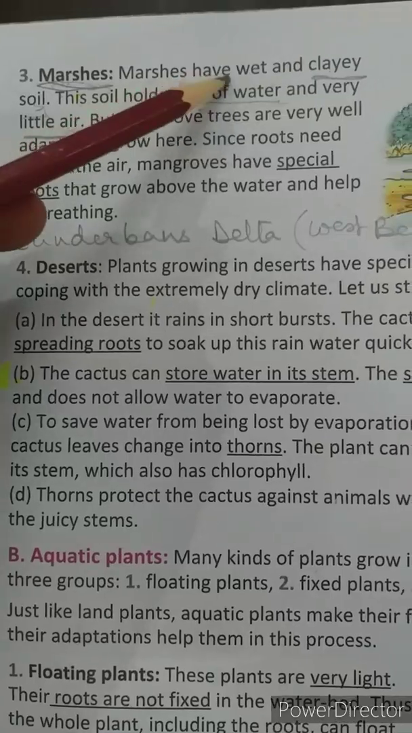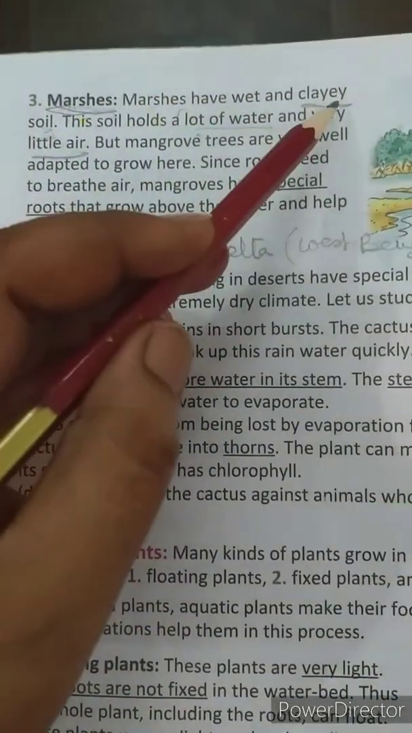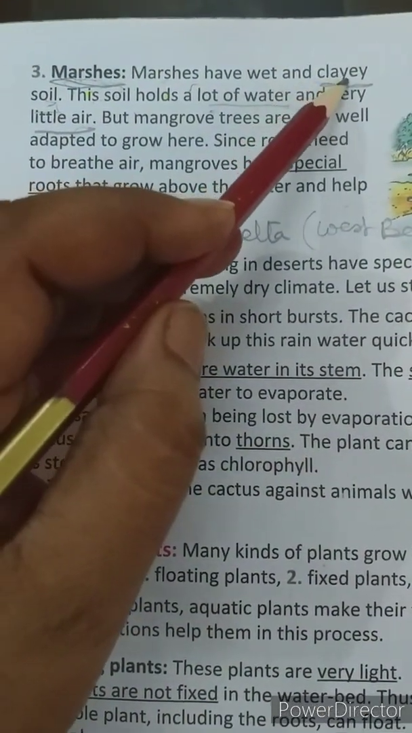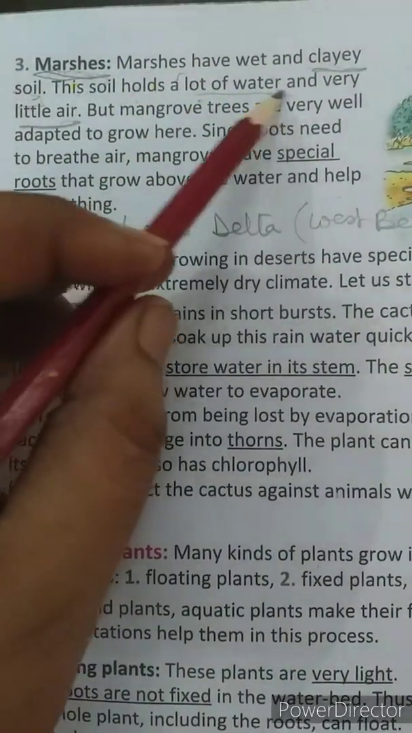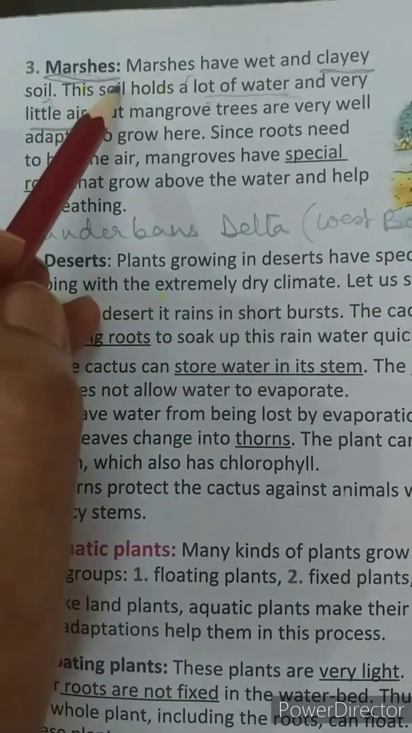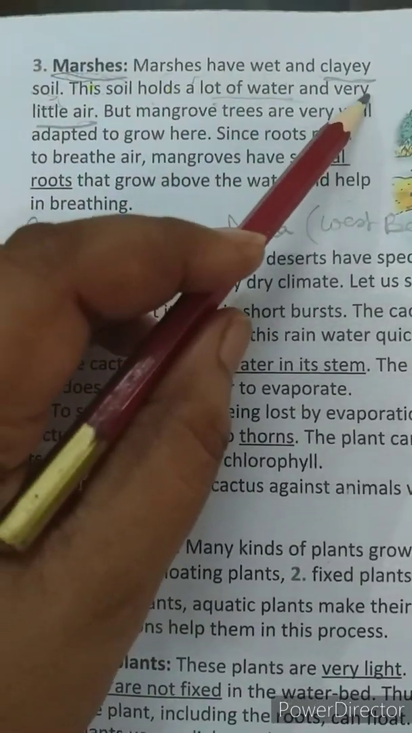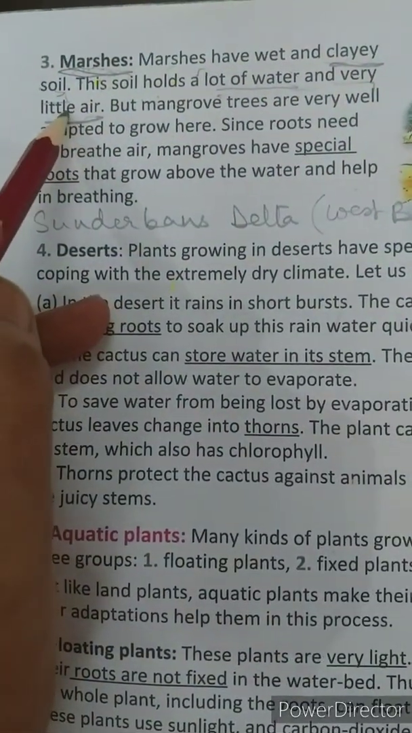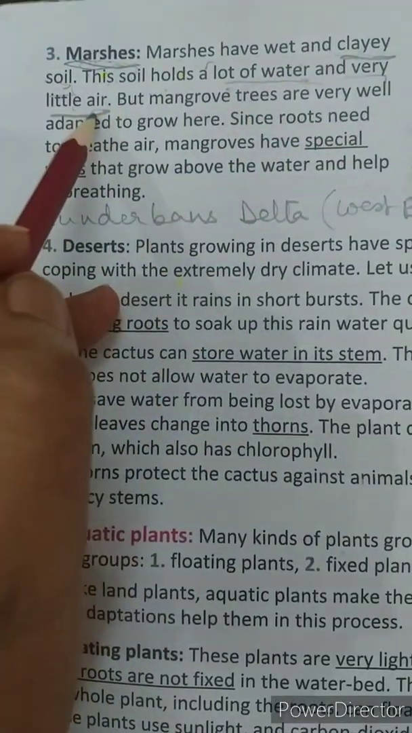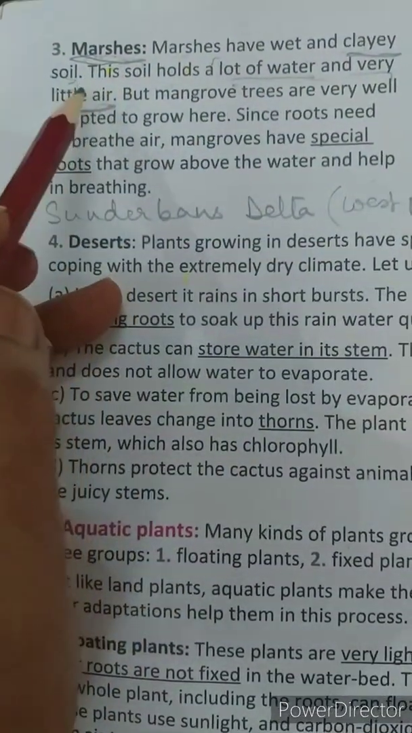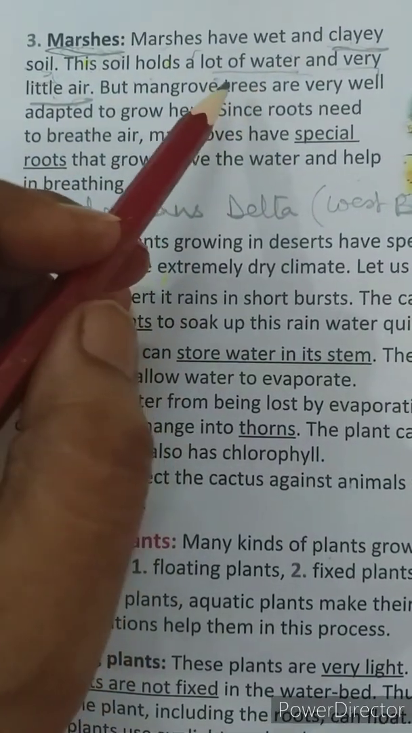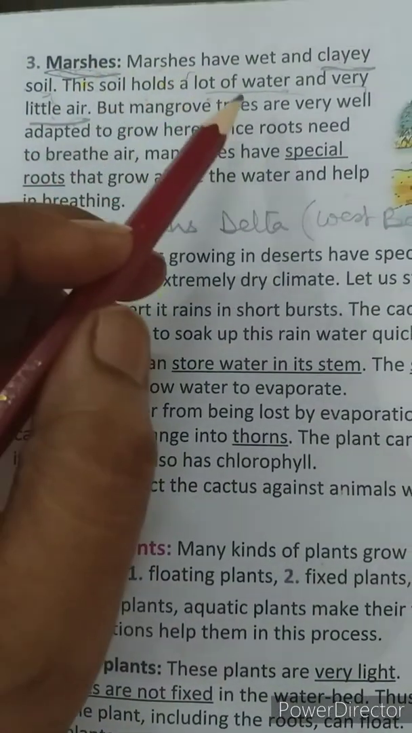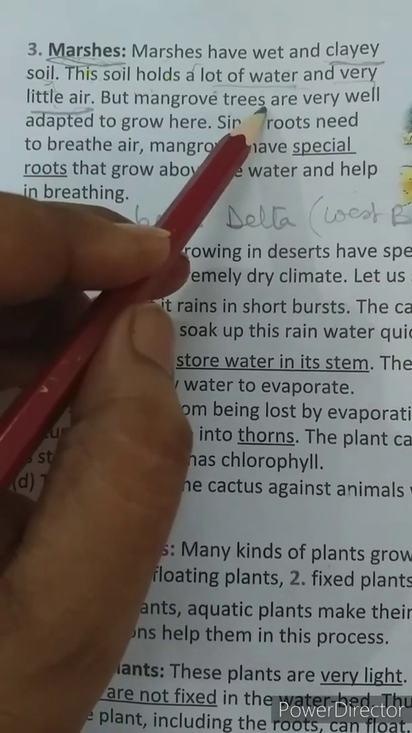These marshes have wet and clayey soil. And what kind of soil is clayey soil? This soil actually holds a lot of water. There is a lot of water in clayey soil, but there is very little oxygen in it. Means there is very little air present in clayey soil. And this is the reason why the trees that grow in marshes are all the time in need of oxygen.